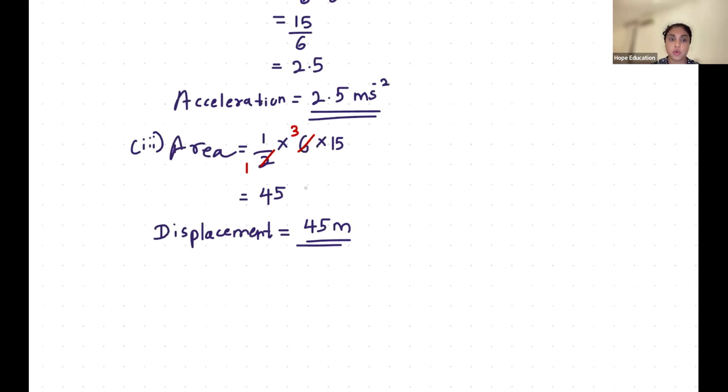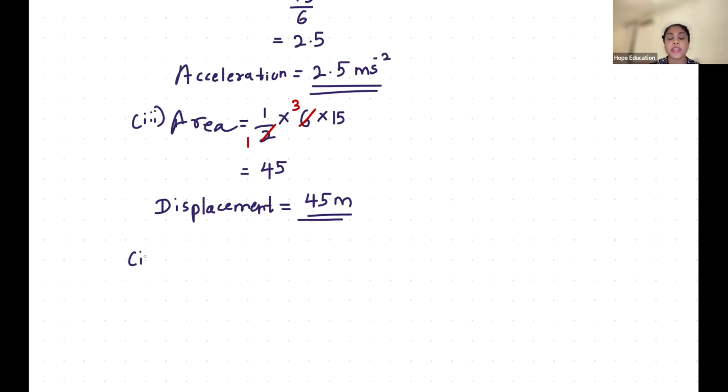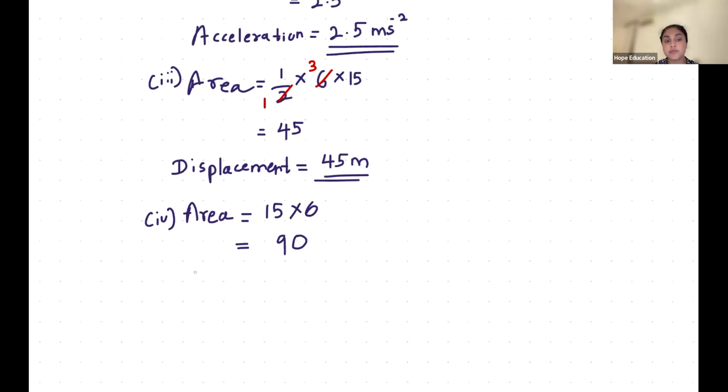So Roman number 4, area equals length 15, breadth 6. So 6 times 5 is 30, 3 remaining, 6 times 1 is 6, 7, 8, 9. So area is 90. If the area is 90, displacement there would be 90 meters. Up to that point, is it clear?